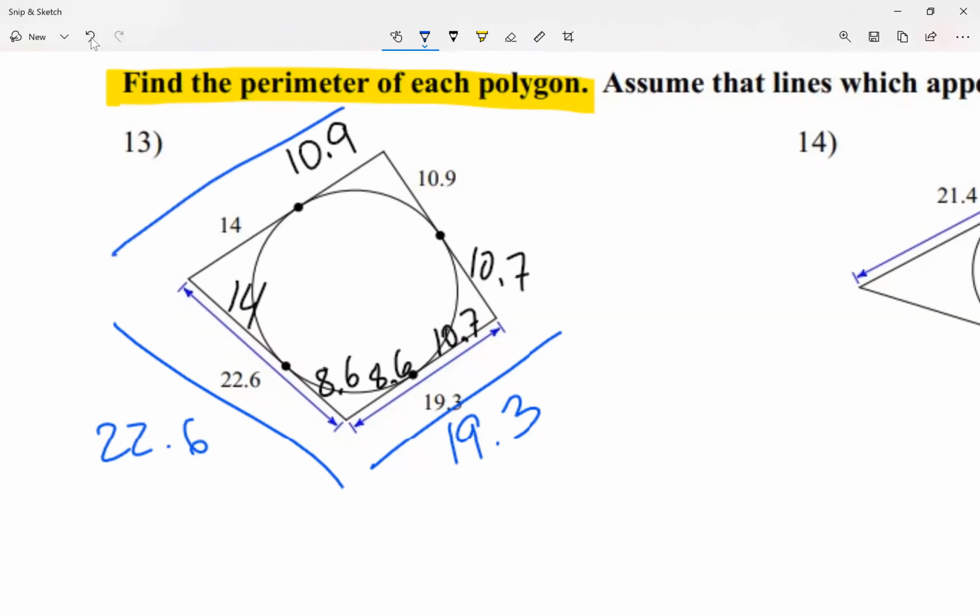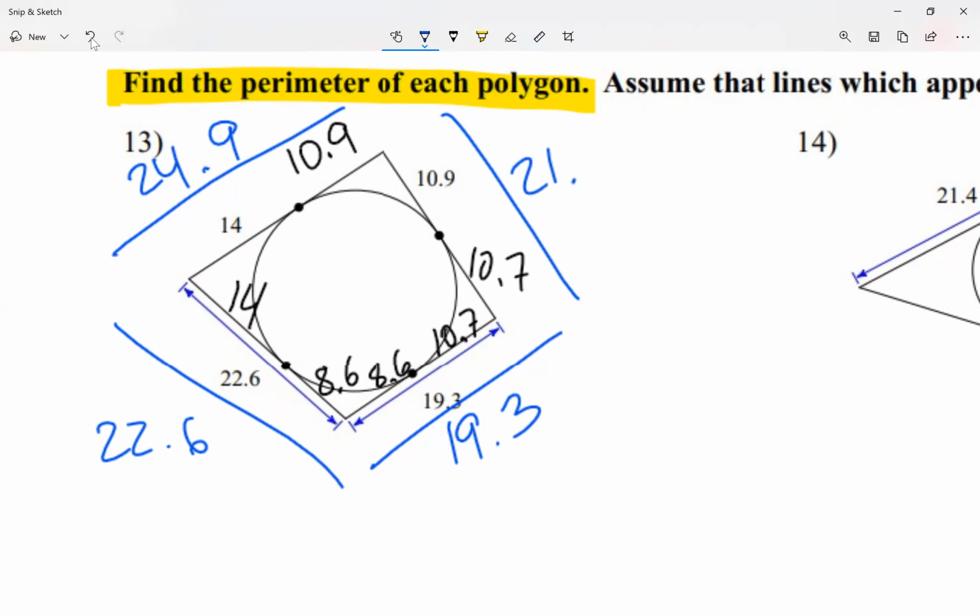I know this other whole fence right here is 24.9. You guys might be like, where did that 24.9 come from? I added the two tangent segments: 14 plus 10.9. And then on the other side, this side, let me go 10.9 plus 10.7. And that happens to be 21.6. So this segment is 21.6.